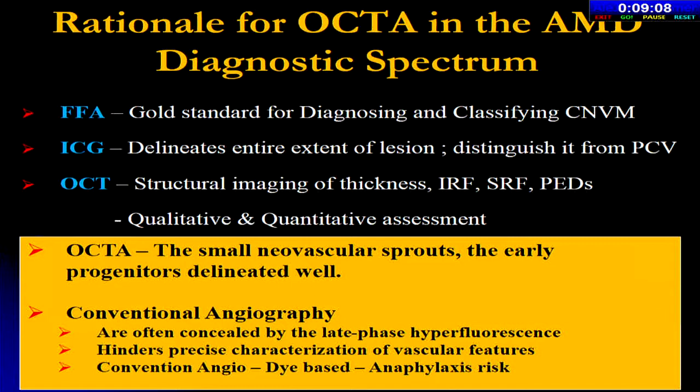But it is really OCT angiography where you can pick out these early small neovascular sprouts and the early progenitors are highlighted or delineated very well. Whereas with conventional fluorescein angiography, these are often concealed by the late phase hyperfluorescence. It hinders precise characterization of the vascular features, and of course, there's always the issue of anaphylaxis.